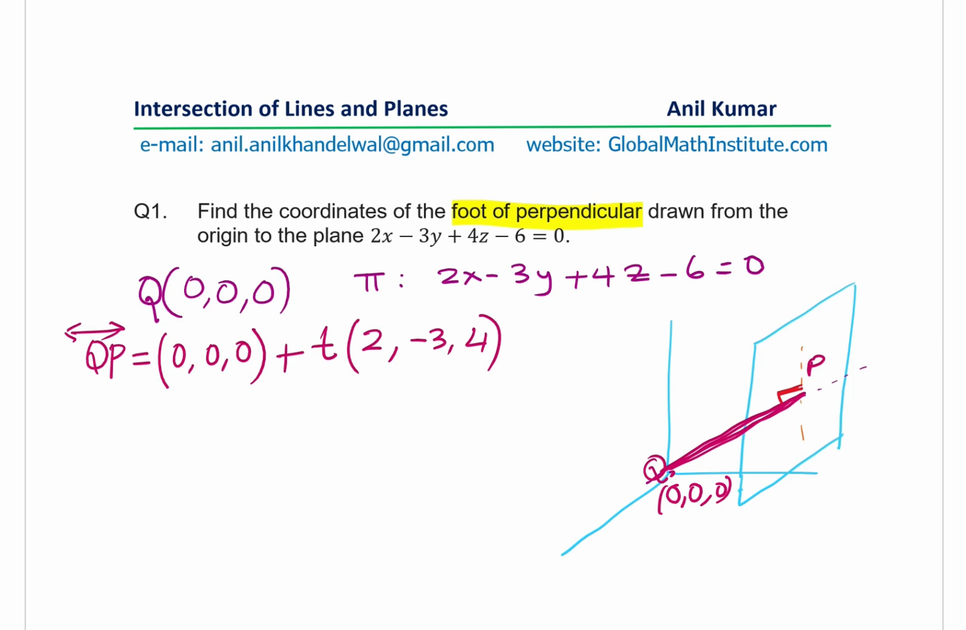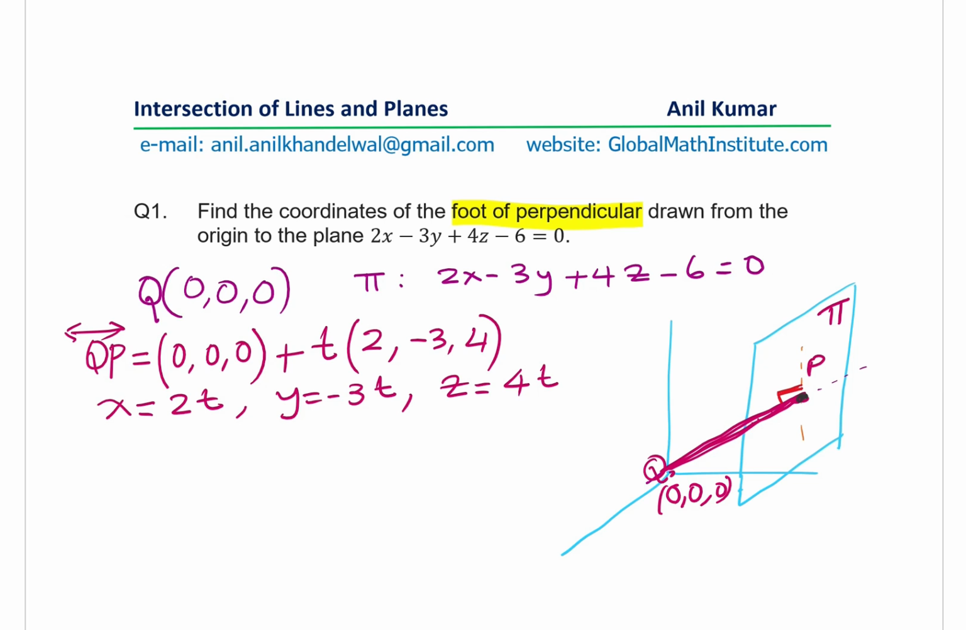Is that clear to you? Correct? So any point on this line will have the x value of 2t, y value of minus 3t, and z value of 4t. So that will be any general point here. Now if the point is on the plane, let's say this is our plane pi, then it should satisfy the given condition.